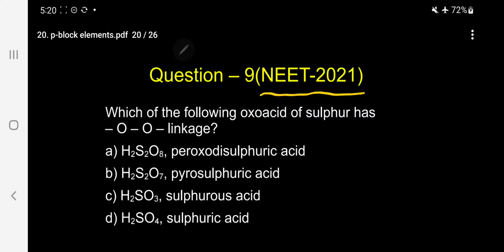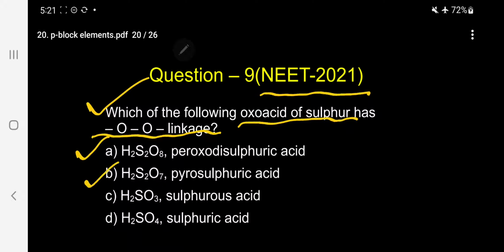This was asked in 2021. Which of the following oxo acids of sulfur has an O-O linkage? Please follow. O-O means a peroxy linkage. A: H2S2O8, peroxodisulfuric acid. B: H2S2O7, pyrosulfuric acid. C: H2SO3, sulfurous acid, and D: H2SO4, sulfuric acid.